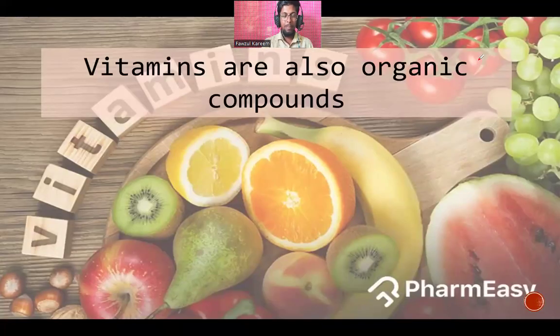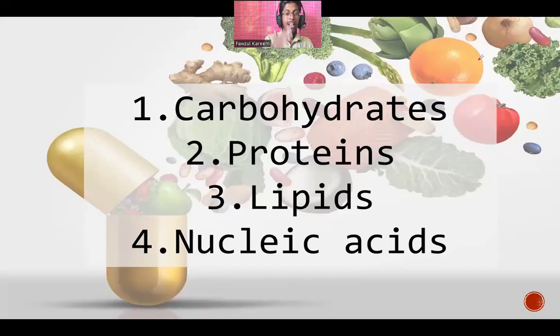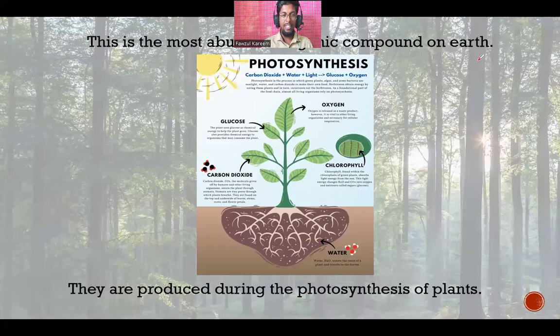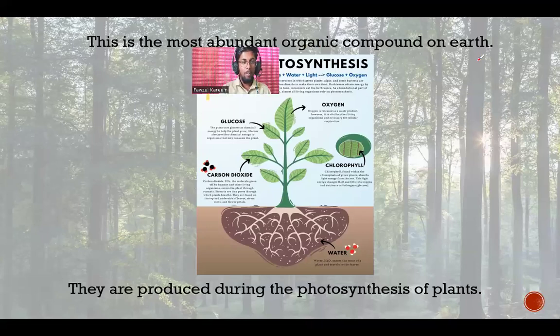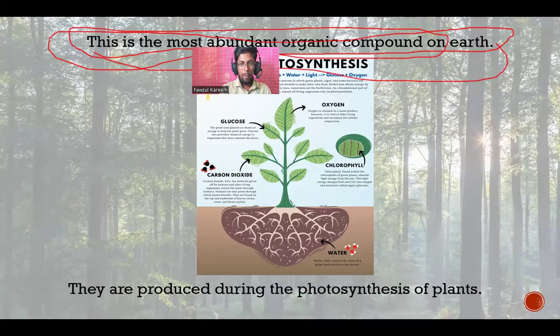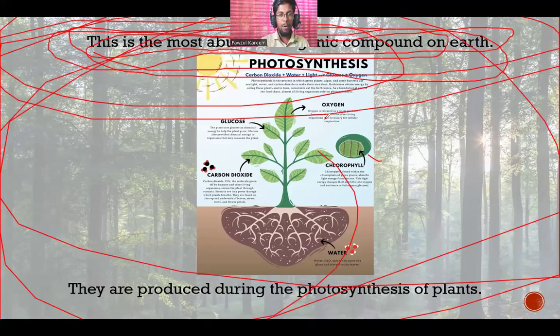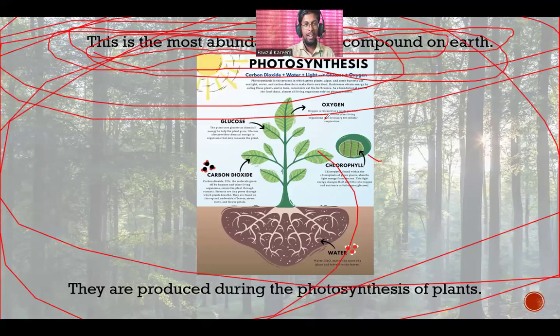Here the organic compounds can be divided into 4: carbohydrates, proteins, lipids, and nucleic acids. Then under carbohydrate we discuss the first point. The most abundant organic compound on the earth is carbohydrate.